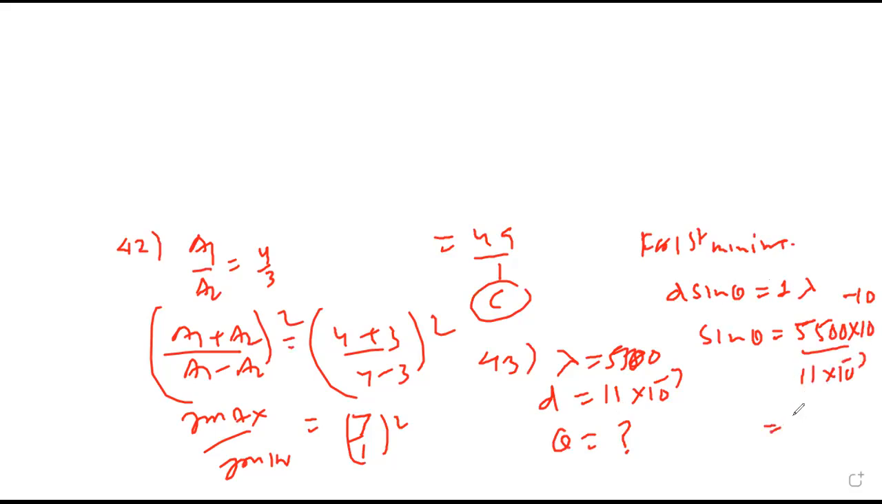So this will become 11 into 5 is 55, so 500 into 10 raised to minus 3, which is 0.5. Therefore, sine theta equals half. Theta equals 30 degree. Option. Question 44. Okay, please copy this one.